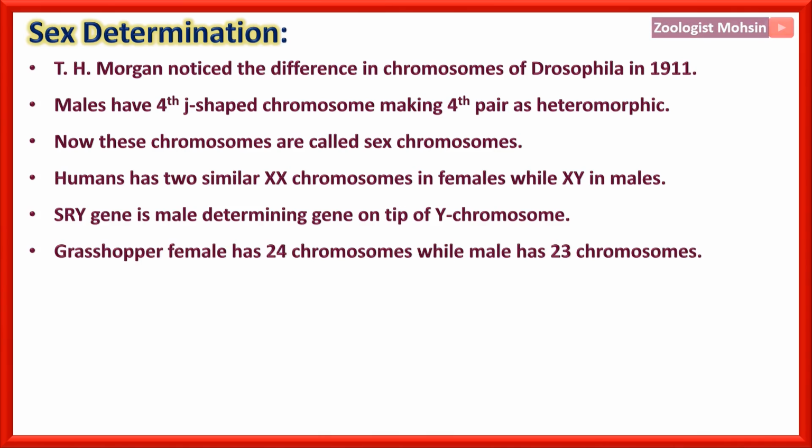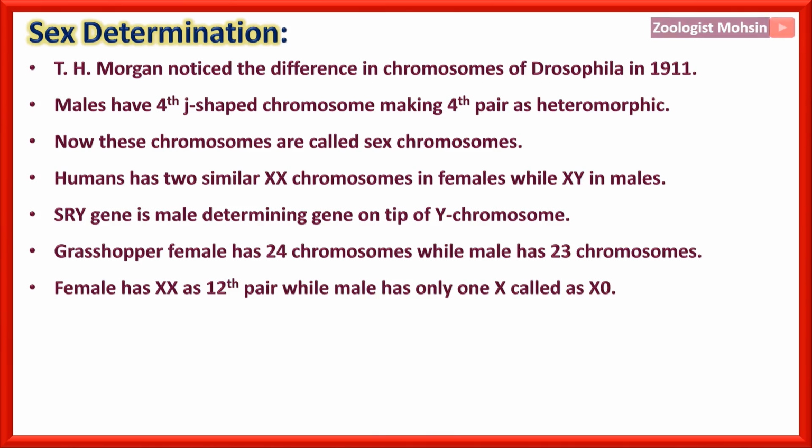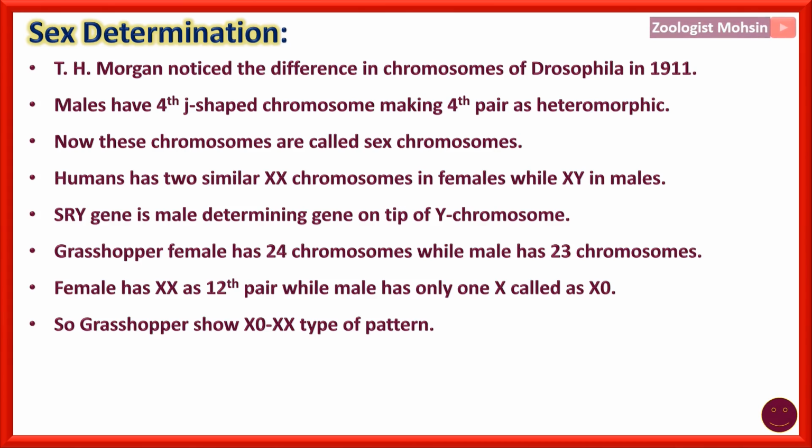Grasshopper female has 24 chromosomes while male has 23 chromosomes. Please note the difference. Female has two X as the 12th pair while male has only one X, called X0. So grasshopper shows X0 XX type of pattern of sex determination. X0 or XX type is found in grasshopper and protenor bugs.